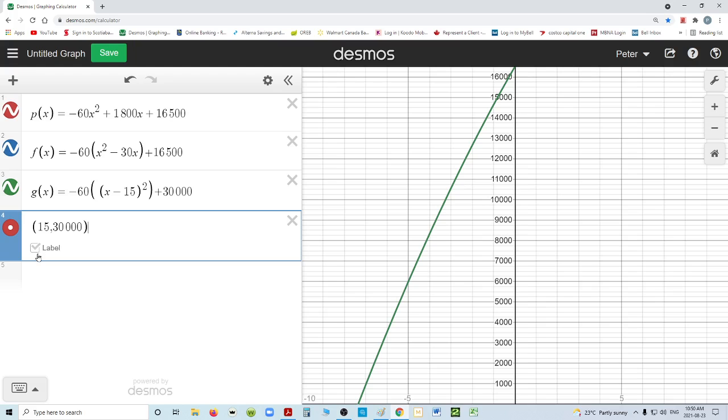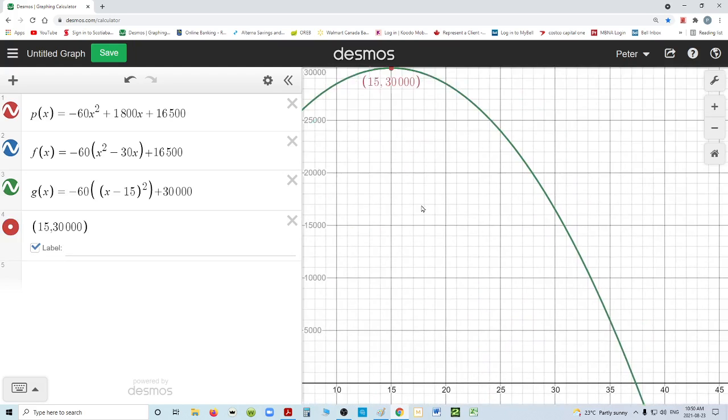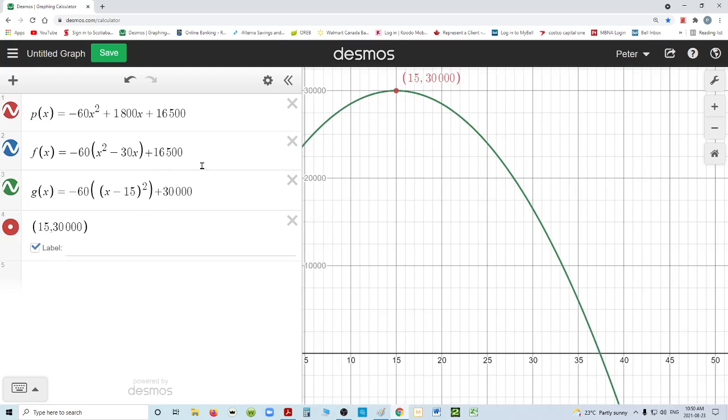And if I label it, there it is. Now, you might have said, well, I already had that from modeling, but during a test, you're not going to have Desmos. You're going to have to be able to figure it out.